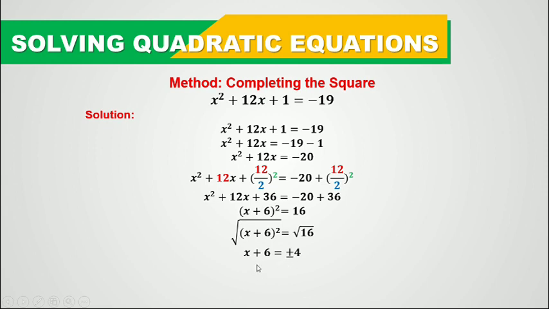And then let's simplify this further. So this becomes x equals plus or minus 4. Since this is plus 6, if we transpose that to the right, this becomes minus 6, right? And then we can now tell the roots of the given quadratic equation. So the first root, x sub 1 equals, this is positive 4, minus 6. So that is negative 2. So 4 minus 6, that's negative 2.